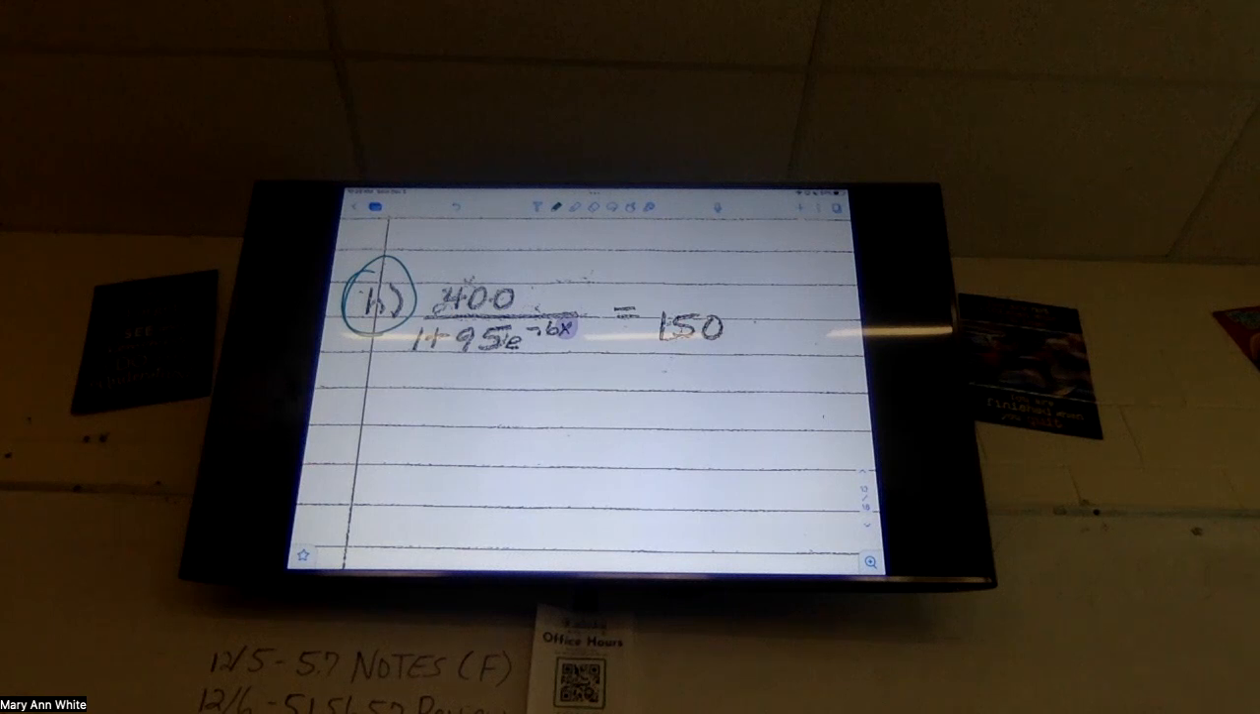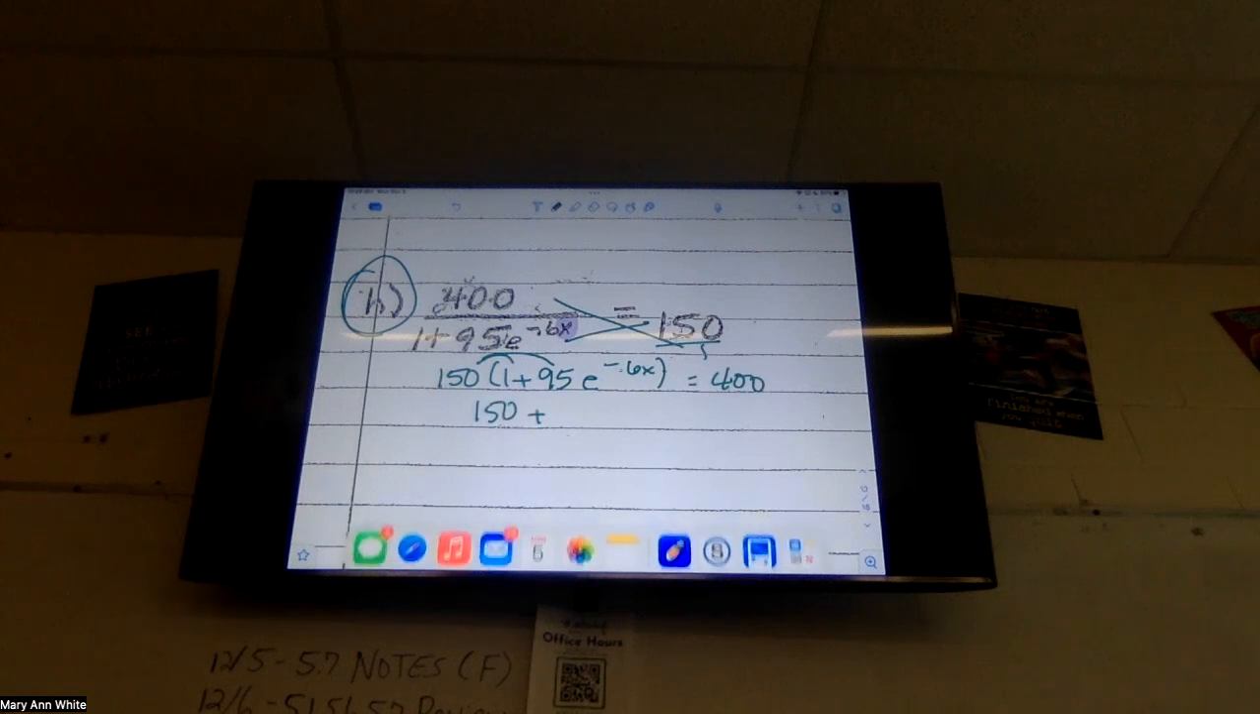Ryan? We're gonna cross multiply. Let's make that 150 over 1. And we're gonna multiply the denominator by 150 and 400 by 1. So I'm gonna say 150 times 1 plus 95 e to the negative 0.6x is equal to 400. What I probably could have done at the same time was actually distribute that 150 to everything, but I'm gonna do that now. So 150 times 1 is 150, 150 times 95.